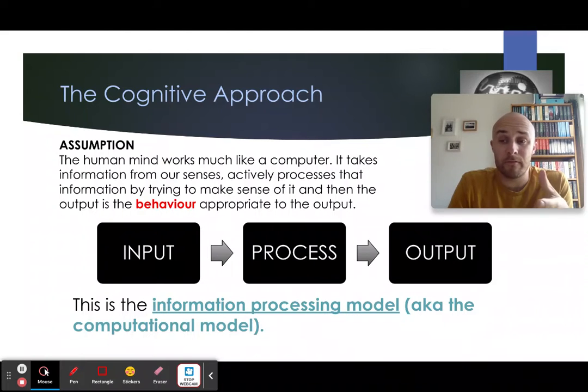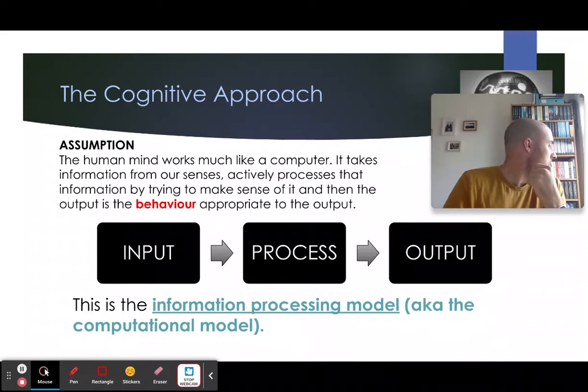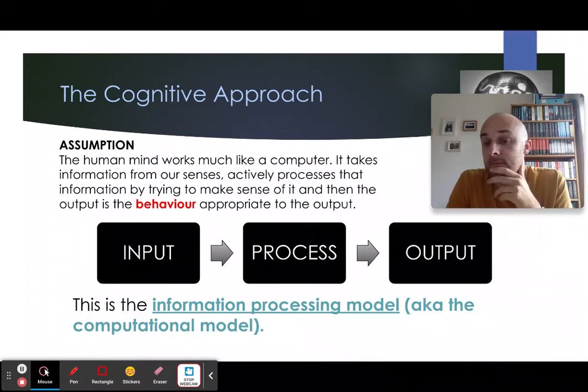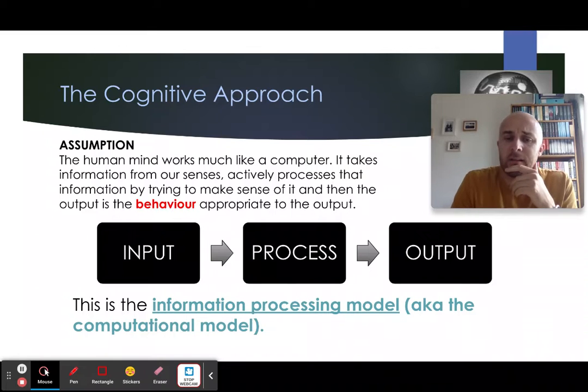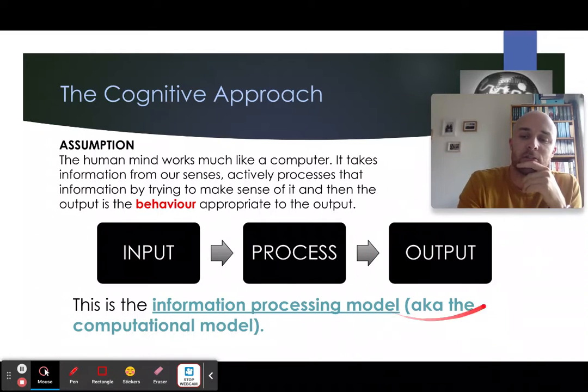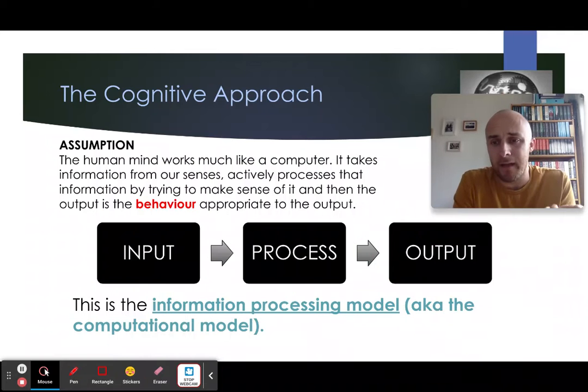Some of you have varied levels of attention, and that's going to affect it. Some of you might be in a bad mood, and that's going to affect it. So essentially, the way you process information has a direct impact on the output, which is known as the behavior.